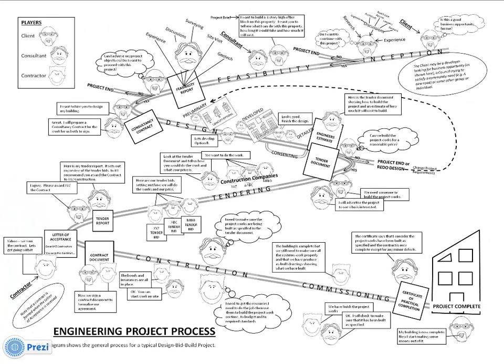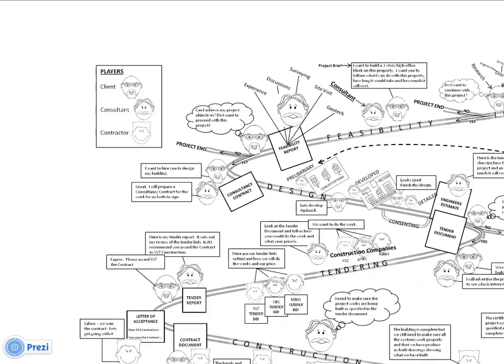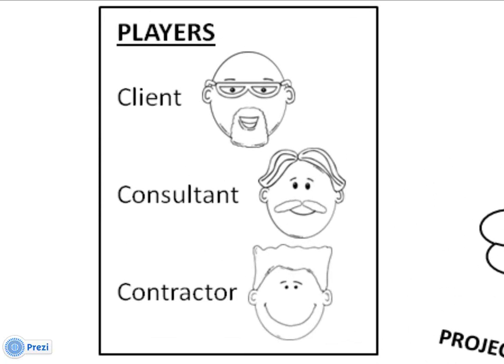So this diagram, we handed out these A3s to you in class. This diagram shows the process that goes on, and what we're going to do is look at each one of those stages in turn. But let's first introduce the players.